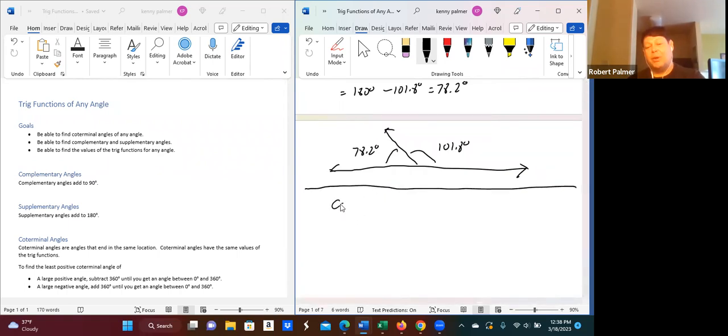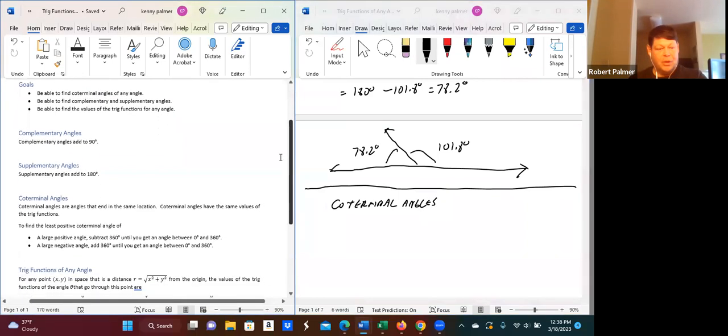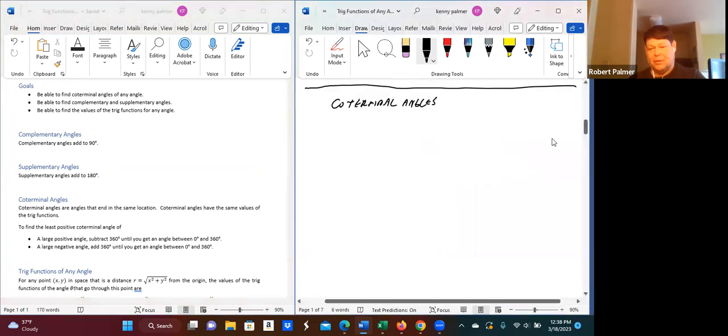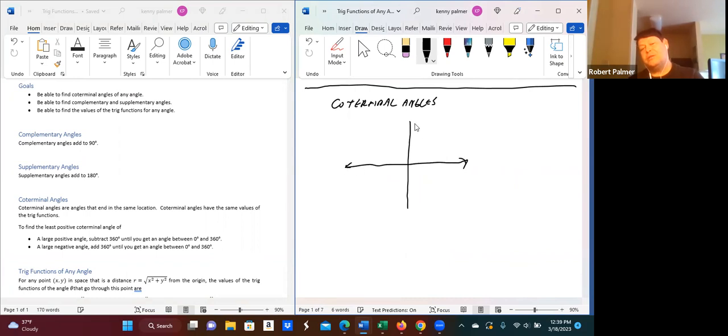Now let's talk about the idea of coterminal angles. Let's look back at the left, what it says. Coterminal angles are angles that end in the same location. So what do I mean by that? If we draw a set of axes, and this angle theta I'm going to draw could be anywhere. Let's make it the first quadrant. Say this is my angle theta.